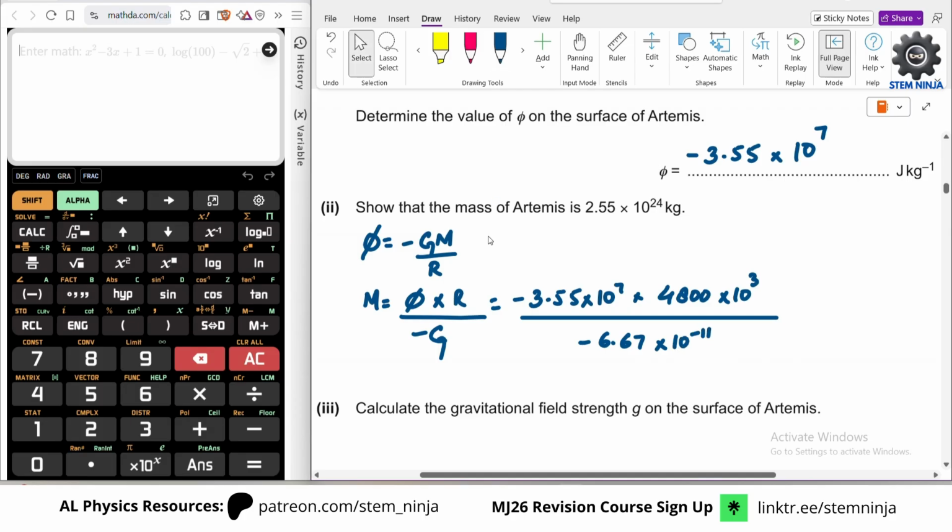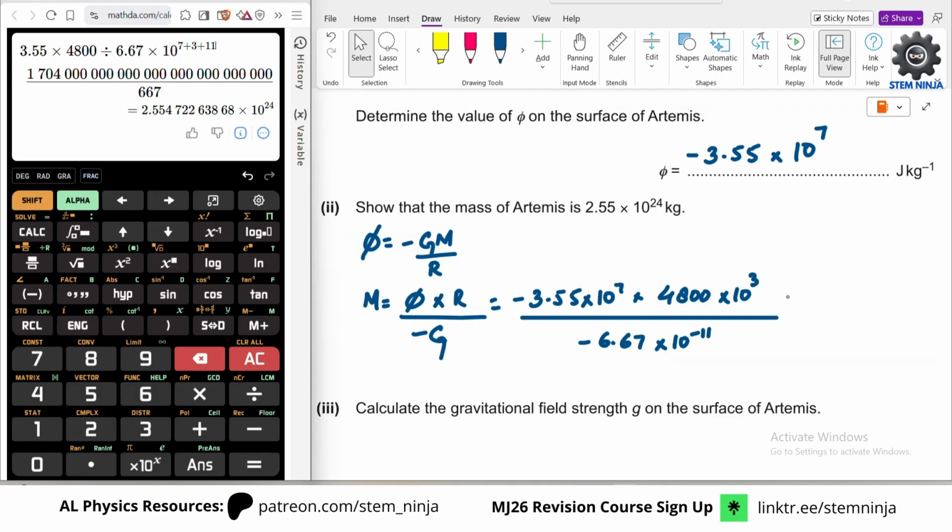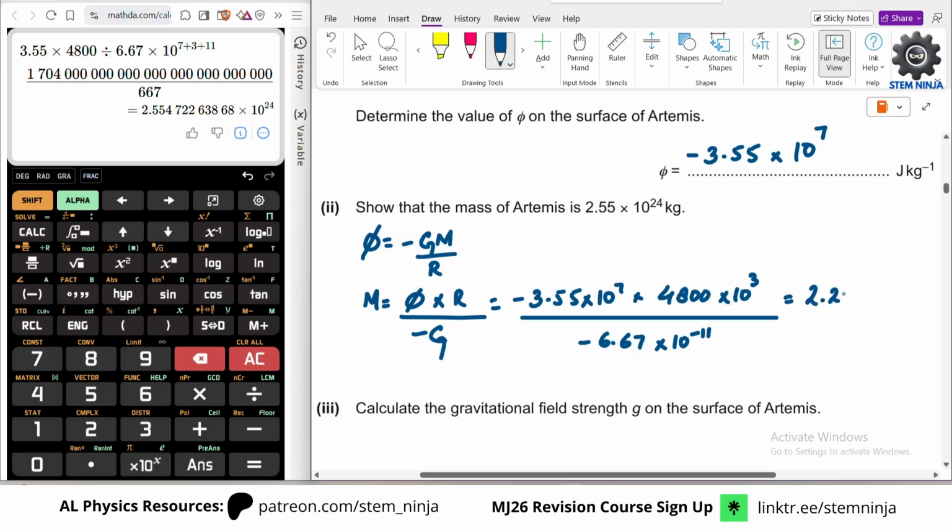Alright, so now all we have to do is plug into the calculator. So 3.55 times 4,800 divided by 6.67, times 10 raised to power 7 plus 3 plus 11. So as you can see, 2.55 × 10^24 kg.